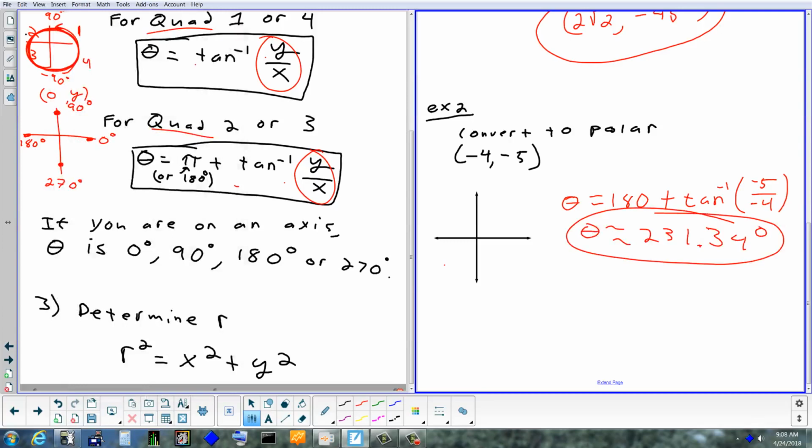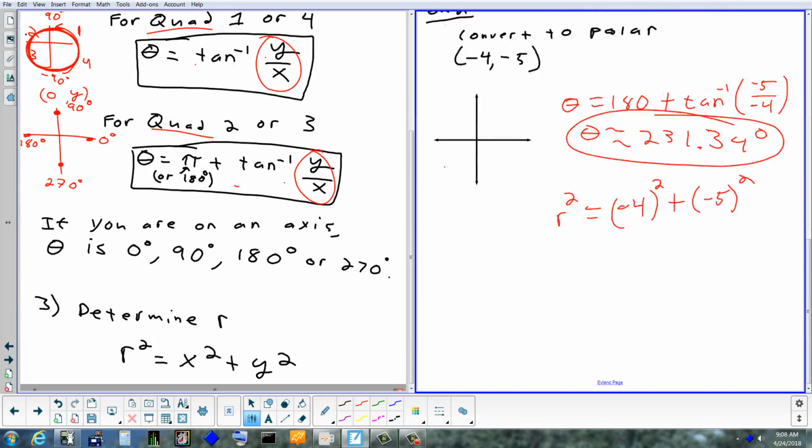So there's my angle. And the last thing I need is my radius. Luke, can you set up my equation to find the radius? R squared equals -4 squared plus -5 squared plus -5 squared. Okay, when we do that out, we're going to get 16. You should never get a negative here because you're squaring things, so the numbers are always positive. 16 plus 25. Add those up. Gives me 41.